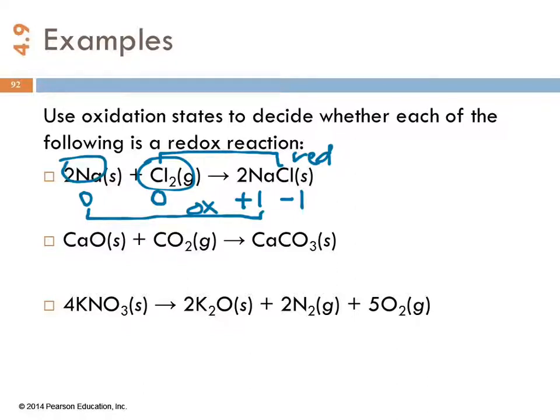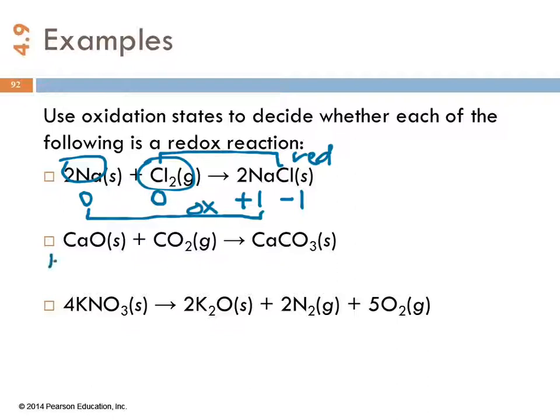Okay? Let's do another example. And that first one, we could look at that. We've got a metal and a nonmetal forming an ionic compound. You don't really need oxidation numbers to tell you that that's a redox reaction. You can see that ions are being formed from atoms. But this one is not so obvious. So here we have calcium oxide, carbon dioxide, making calcium carbonate. So this compound is an ionic compound, and so the oxidation numbers of these two monatomic ions will be equal to the charges on their ions.